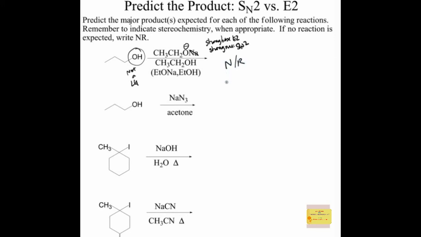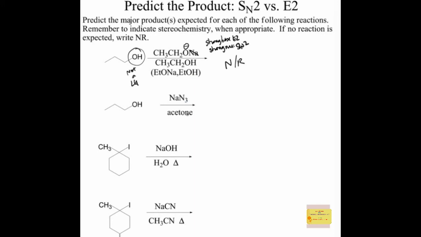Okay, we learned a couple strategies where we could make this reaction happen. If we had made a tosylate first, then we could do a substitution or elimination. If we had a strong acid present, then it's possible to do a substitution. But that's not the case here. We have strongly basic conditions, so nothing's going to happen with that alcohol.